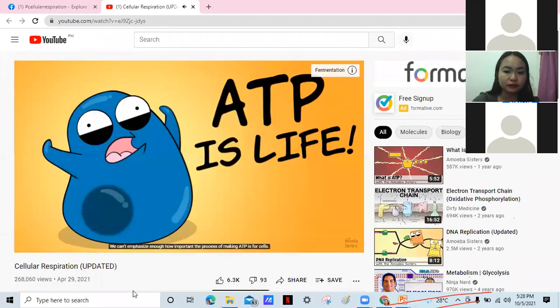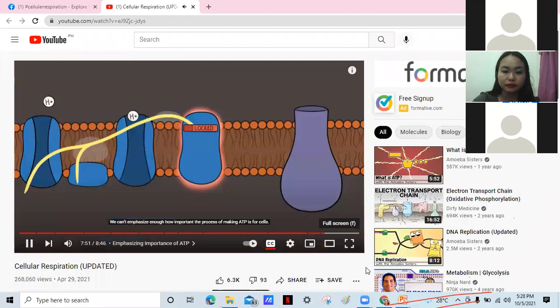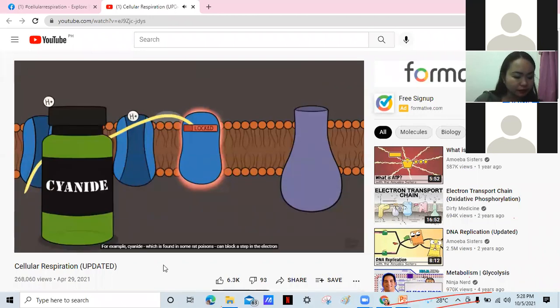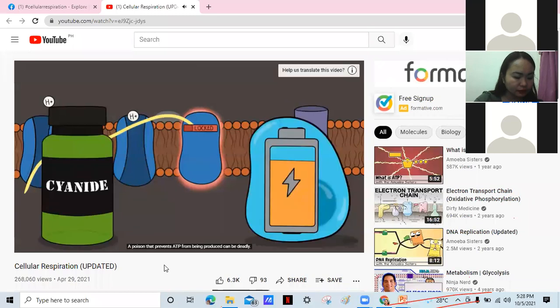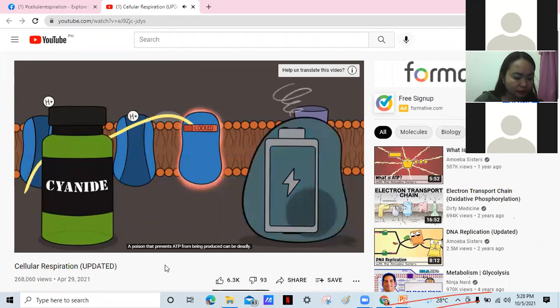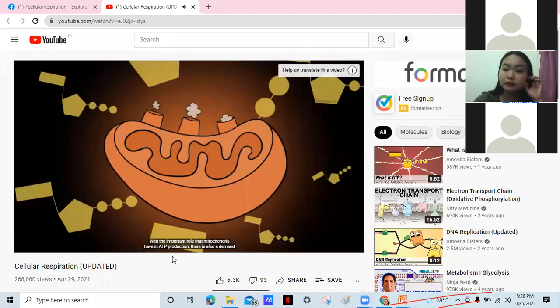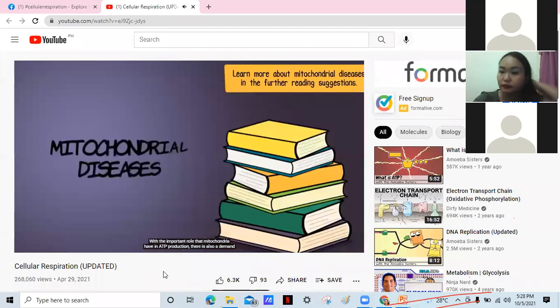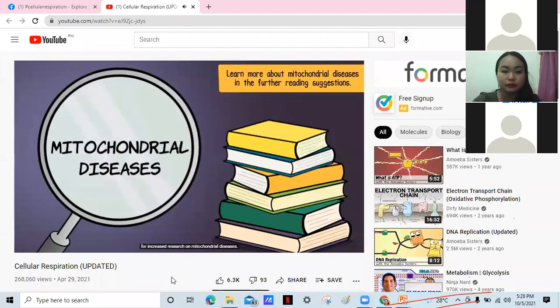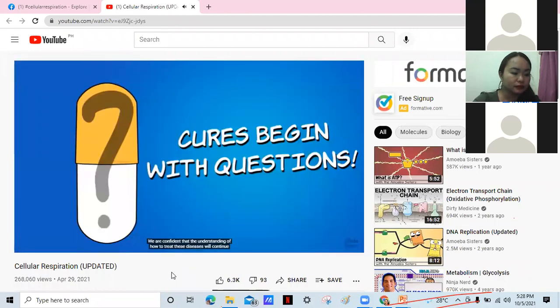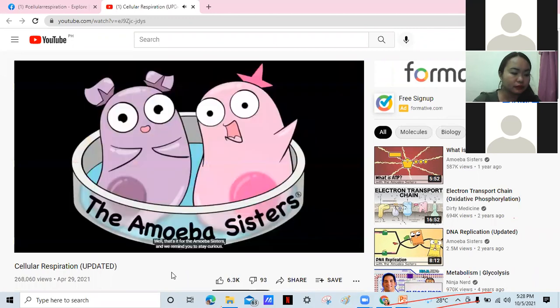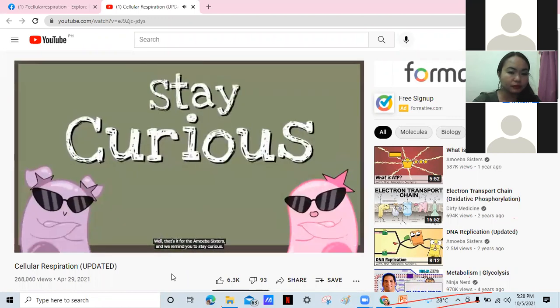We can't emphasize enough how important the process of making ATP is for cells. For example, cyanide, which is found in some rat poisons, can block a step in the electron transport chain, which would block ATP production. A poison that prevents ATP from being produced can be deadly. With the important role that mitochondria have in ATP production, there is also a demand for increased research on mitochondrial diseases. We are confident that the understanding of how to treat these diseases will continue to improve as more people like you ask the question. Well, that's it for the sisters, and we invite you to stay curious.